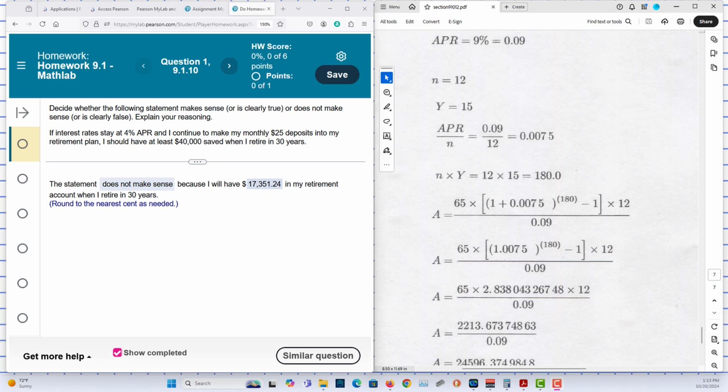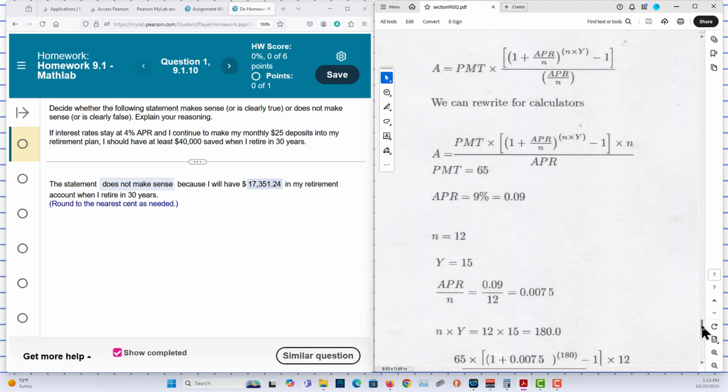Explain your reasoning. If the interest rates stay at 4% APR, and I continue to make my monthly $25 deposits into my retirement plan, I should have at least $40,000 saved when I retire in 30 years. What we have to do is verify this using the annuity formula here.